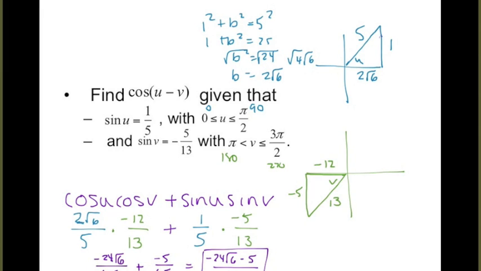Questions? You can't subtract the 24 and the 5. We can't because the 24 is connected with the square root of 6. So it's kind of like thinking about the square root of 6 as being like a variable. So if it was negative 24x minus 5, I can't put those together. So it's that same idea.